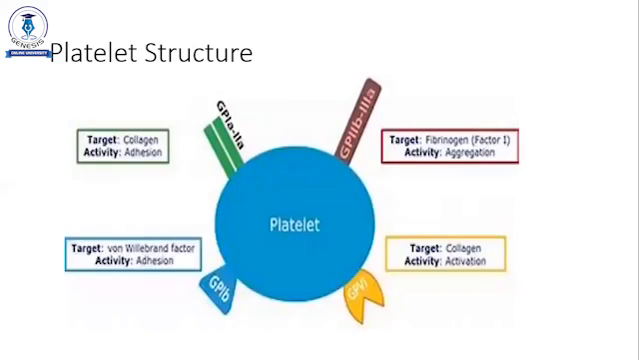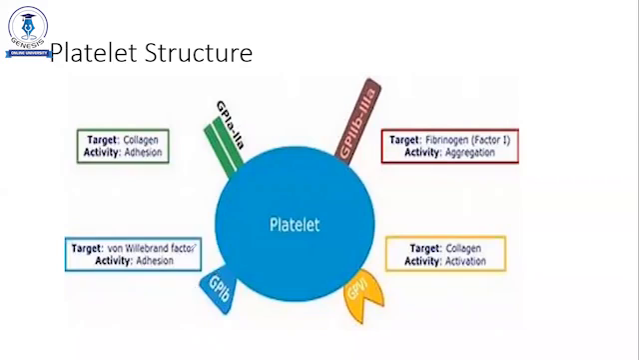Before discussing those topics, first we need to know some physiology. The first one is platelet structure. There are many receptors on platelets, but in the context of bleeding time, prothrombin time, and activated partial thromboplastin time, we need to know two receptors well. The first one is Gp1b, and the second one is Gp2b3a. So let's start. Here we see the Gp1b receptor.